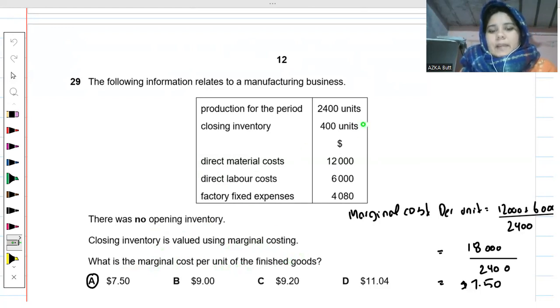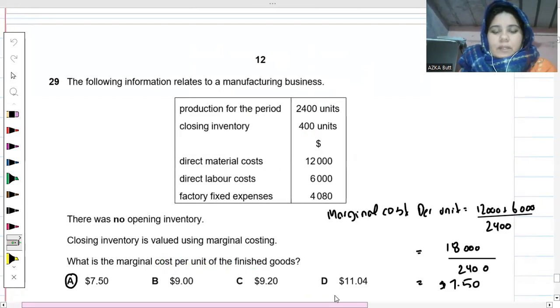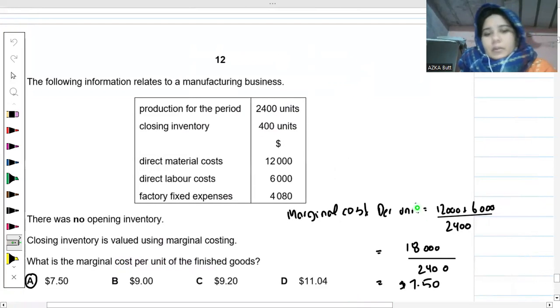So we know that we have 2 types of goods here: goods in process, or raw material, and the finished products. These goods are the finished products, because we have produced them. It means that this is not process or raw materials; basically, this is the finished goods. The examiner is saying to find out the marginal cost per unit. So it means that we have to find the direct cost per unit of the finished goods. First of all, we have to know what our marginal cost is, meaning the direct cost.